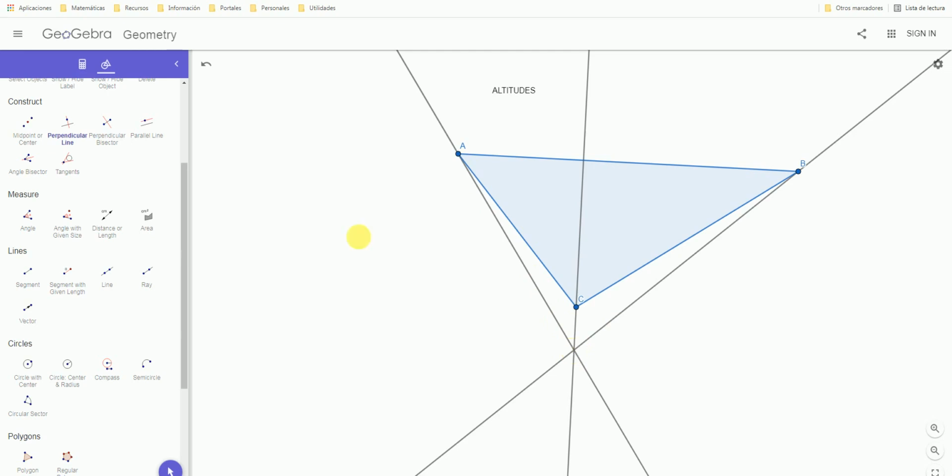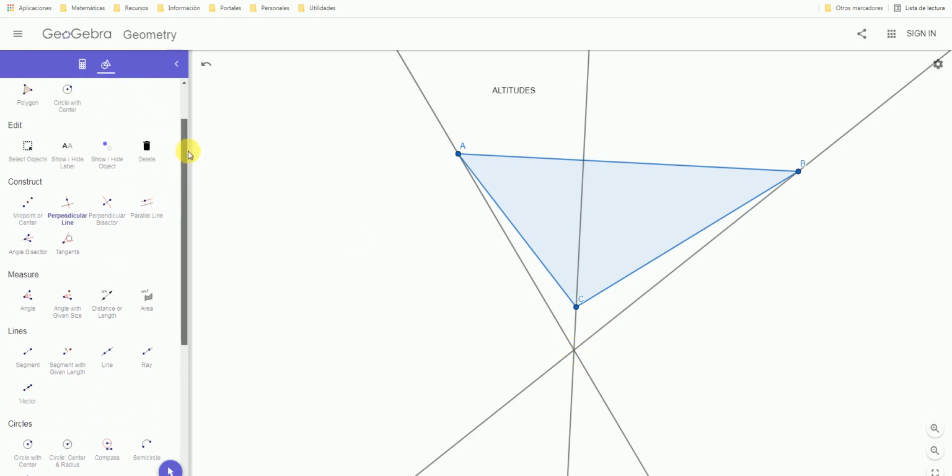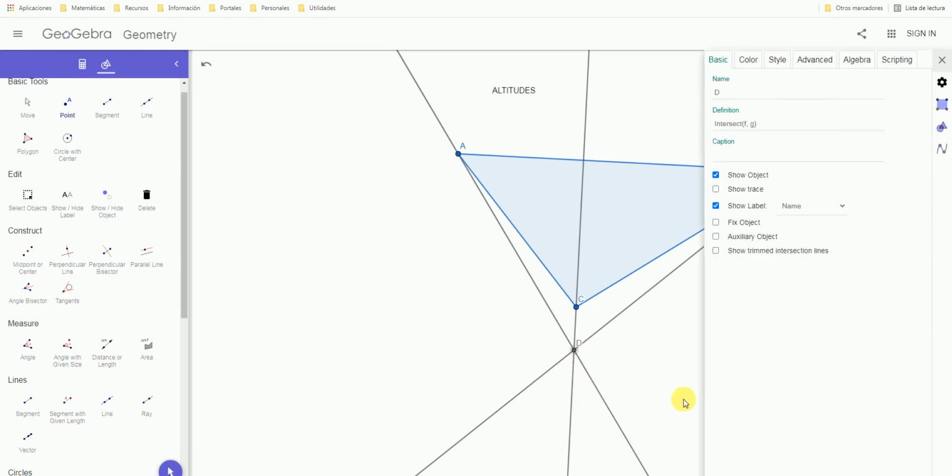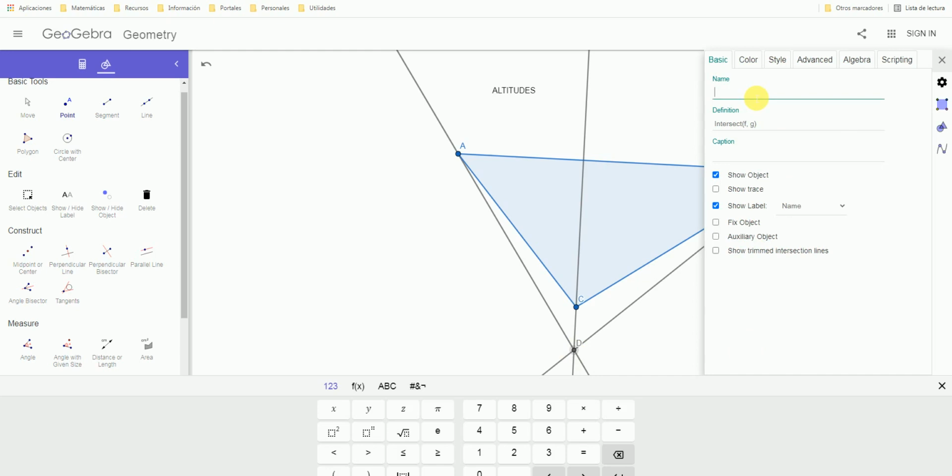So as you can see here, the three perpendicular lines to the opposite side are called the altitudes of the triangle, and they all three meet on this point, which is called the orthocenter.